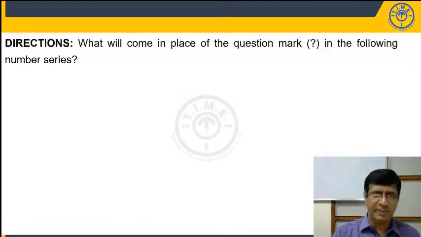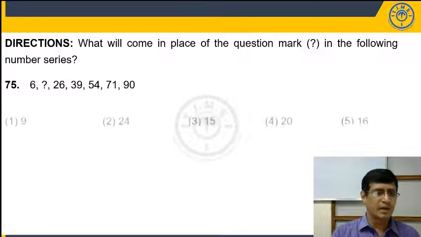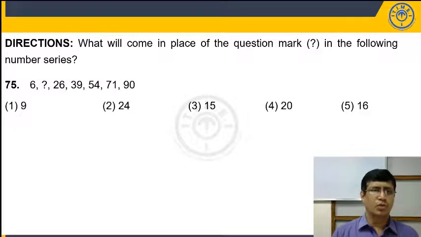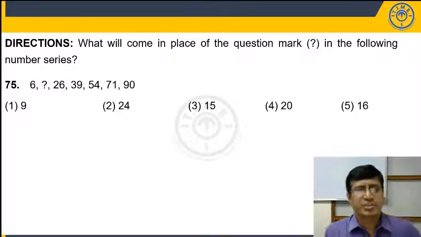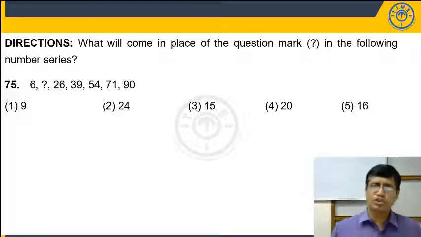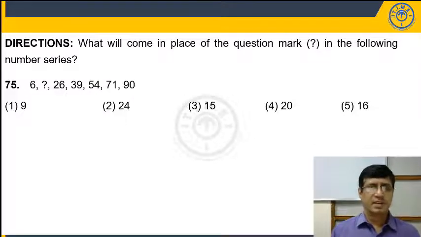Okay, now look at the directions for the next set of questions. Here a missing series is given. What will come in place of the question mark in the following number series? 6, question mark, 26, 39, 54, 71 and 90.